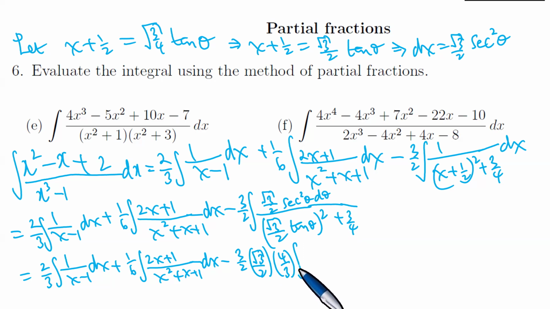Sec squared over sec squared is 1. Okay, the tan squared plus 1 is going to be sec squared. So it's going to be exactly d theta. This is 2 times 2, which is a 4. 4 is going to cancel, the 3 is going to cancel, giving us the square root of 3. Right, 2 times 2 is 4, and then there's 4 that's just going to cancel, and then you'd have the square root of 3.